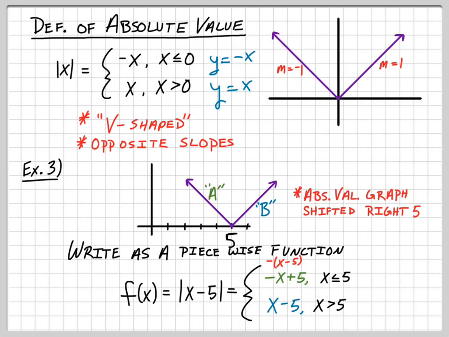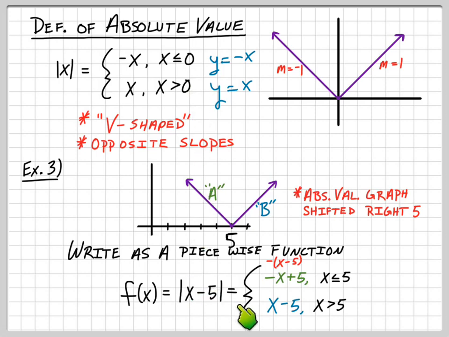It would be incorrect, I'll mark it in blue, to say greater than or equal to 5, because then it would fail the vertical line test. It would hit 5 twice, actually. So this is the correct notation. Less than or equal to 5, and then greater than 5. Just like it says in the definition up here. X less than or equal to 0 or greater than 0. It doesn't hit 0 twice.